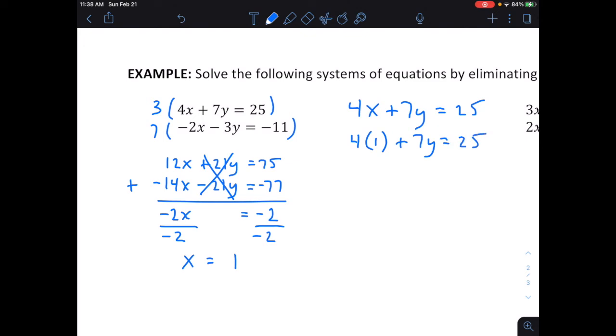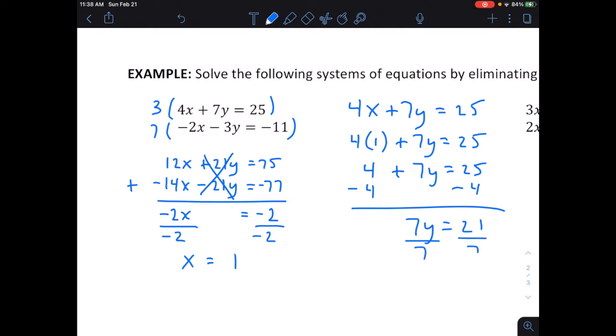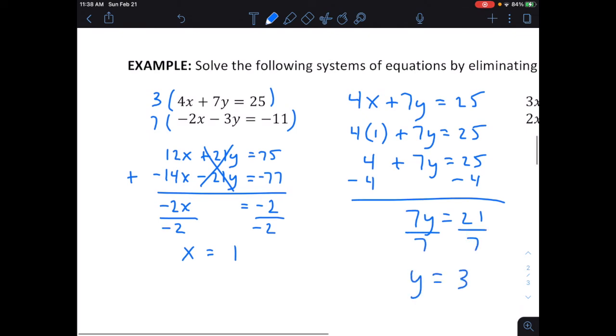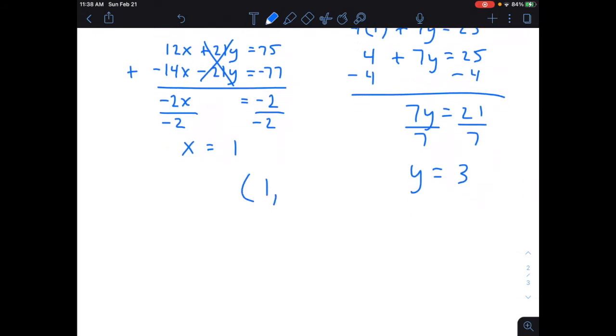Okay, so 4 times 1 is 4. Well, that wasn't that bad. Plus 7y equals 25. Okay, so then I want to subtract that 4. So 7y equals 21. Divide by 7. y is 3. All right, so I think it's (1, 3).